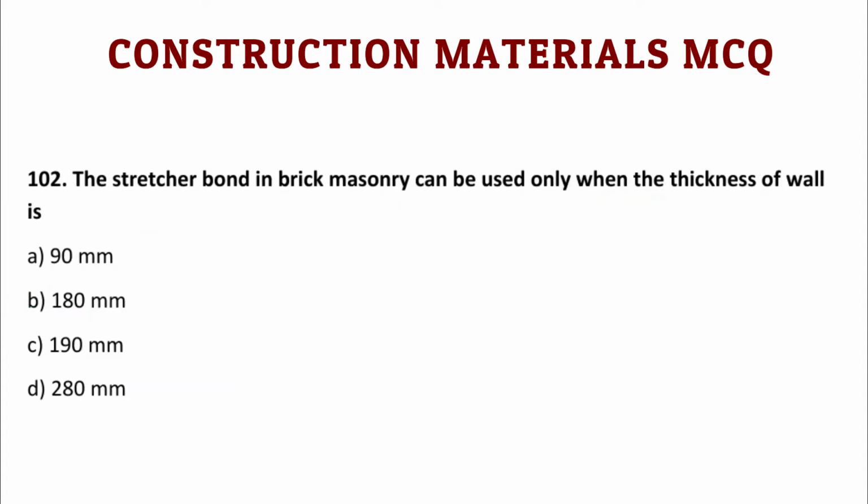So next question. The stretcher bond in brick masonry can be used only when the thickness of the wall is option A 90 mm, option B 180 mm, option C 190 mm, option D 280 mm. So the correct answer is option A 90 mm.